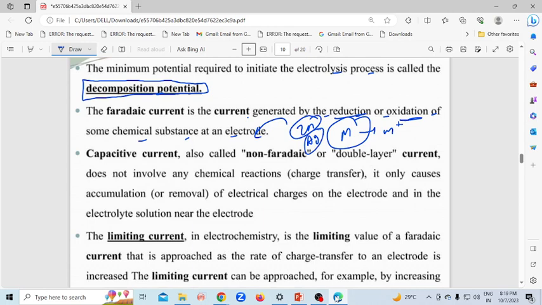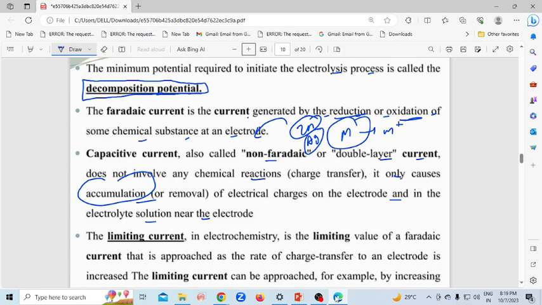Capacitive current, also called non-Faraday or double layer current, does not involve any chemical reaction. It only causes accumulation or removal of electric charge on the electrode and in its electrolyte solution. Some current is consumed to make a layer. You need not worry about going deep into what is happening. It is only accumulating the charge, or sometimes removing the charge. Some current is consumed in this way, so it is known as capacitive current.